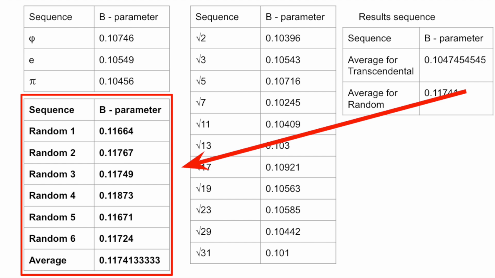These are the 6 random trials whose graphs were previously shown. Because they're random, there is no pattern between trials. Therefore, we can simply use the average b parameter of these random trials for further analysis.